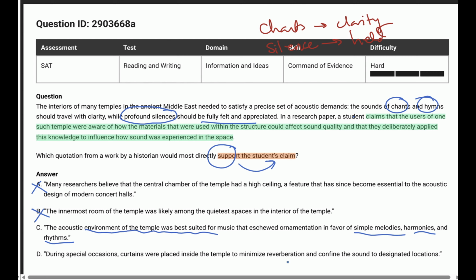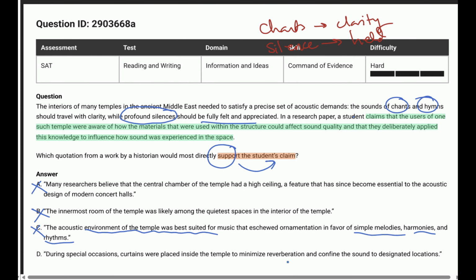Okay, now we're covering the information that the temples did satisfy the precise set of acoustic demands. But now we're not talking about that there's still nothing about deliberate applied knowledge, etc. That isn't the answer either.